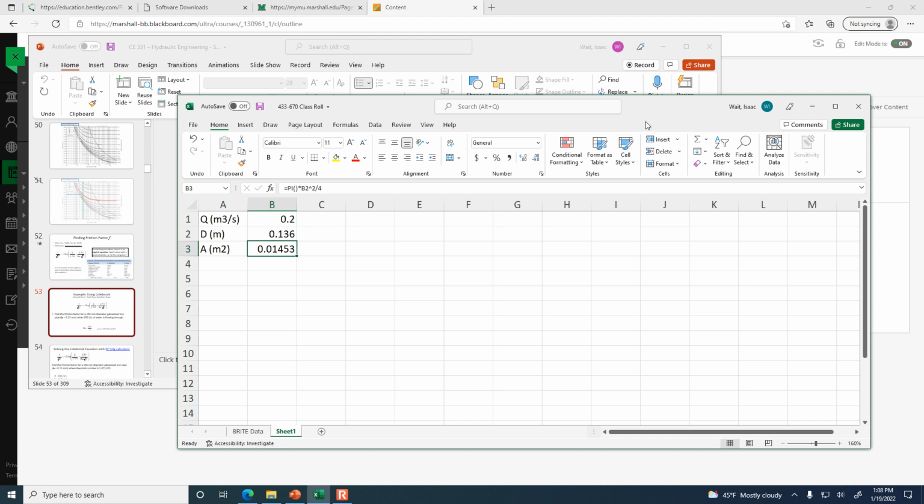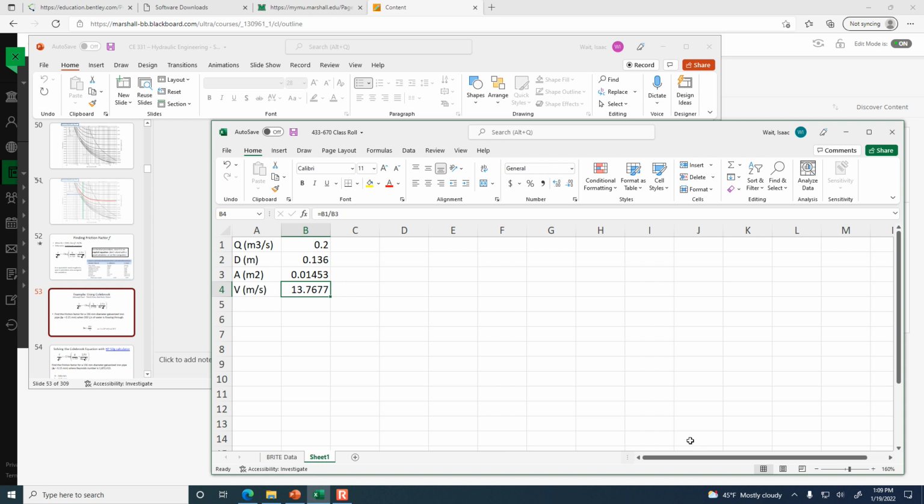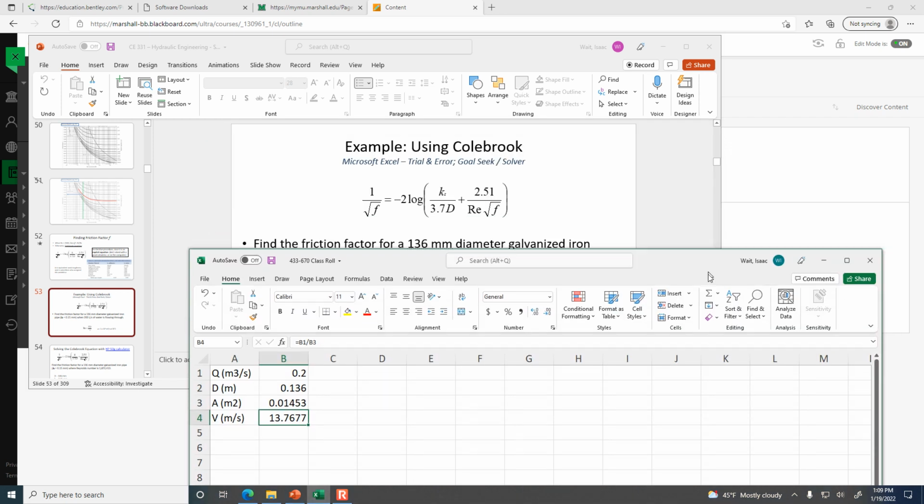Okay, so that's the pipe area, and then from that we can get the velocity in terms of meters per second. So V is Q divided by the area. So the water is flowing through that pipe at 13.7 meters per second. So it's moving along at a pretty good speed. And now from that, we're going to determine the Reynolds number.